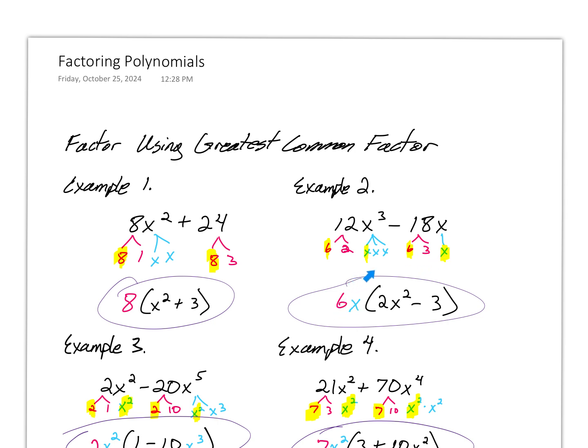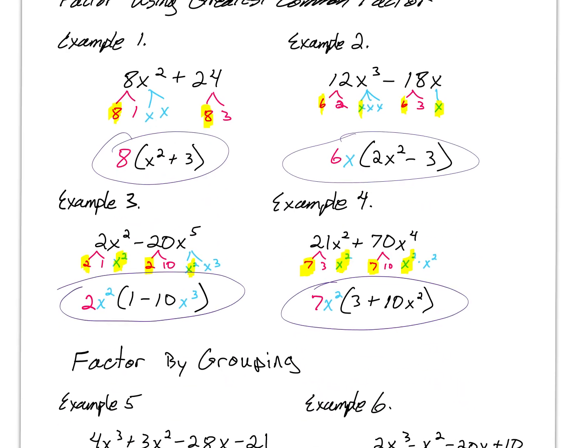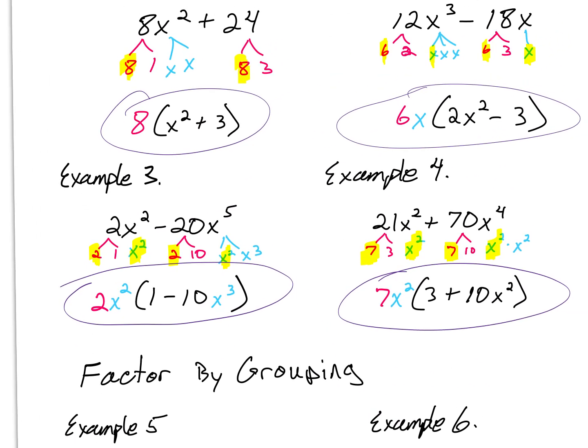And then what we have to multiply 6x times to get to 12x cubed, well, that's what's remaining, and that's the 2x squared. Again, if you multiplied these two together, you would get 12x cubed. And then minus 18x, that's 6 times negative 3. Or 6x times negative 3 would give you negative 18x. All right, moving on. Let's go to example 3 and 4.